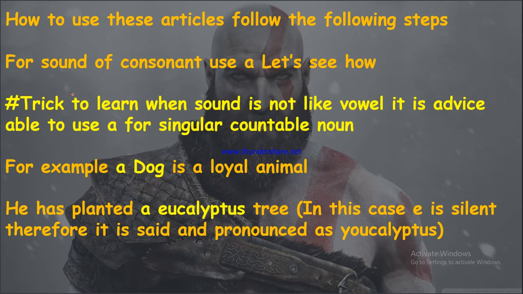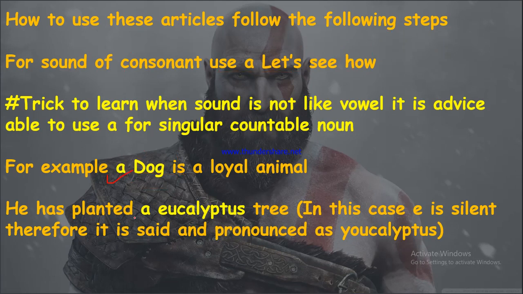Now, how to use a? For consonant sounds. For vowels we use an, and for consonants use a. The trick to learn: whenever the word is not sounding like a, e, i, o, u, there we have to use a. For example, "Dog is a loyal animal." You have to see this word. Dog is not sounding like a vowel, therefore we will use a.